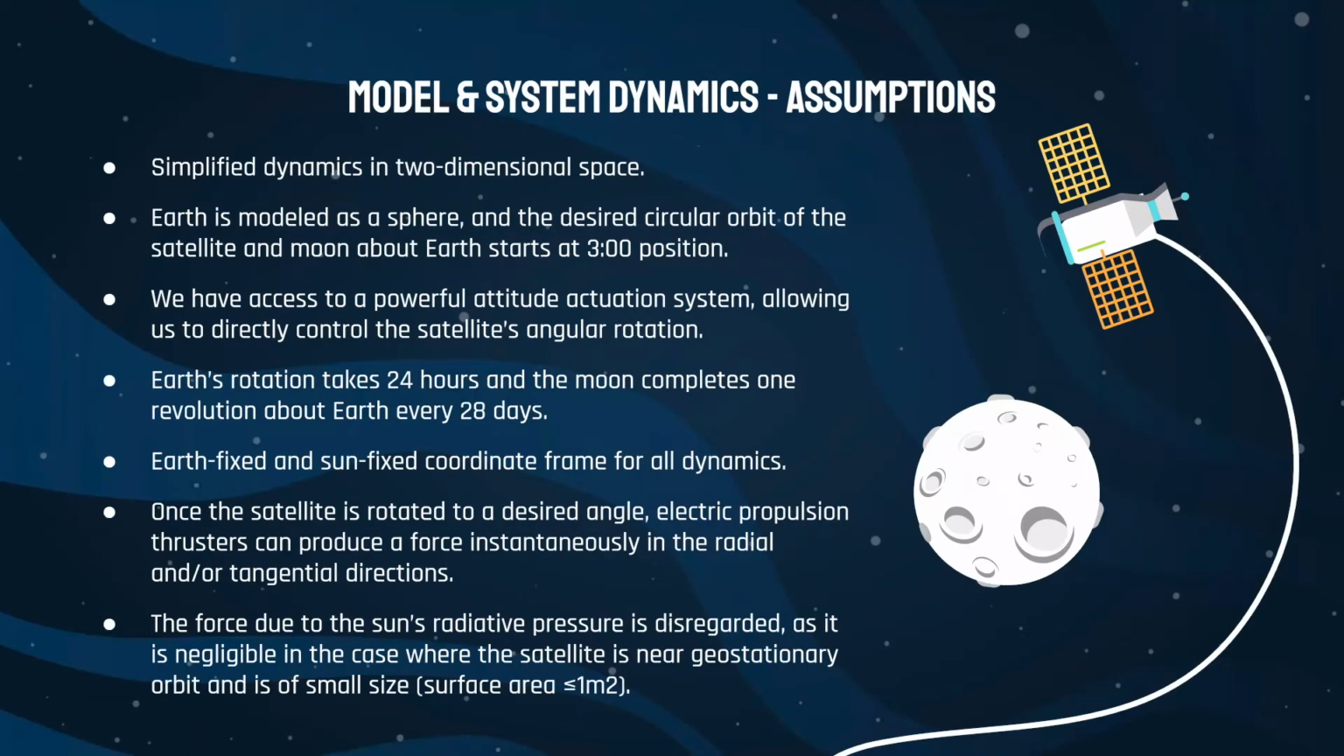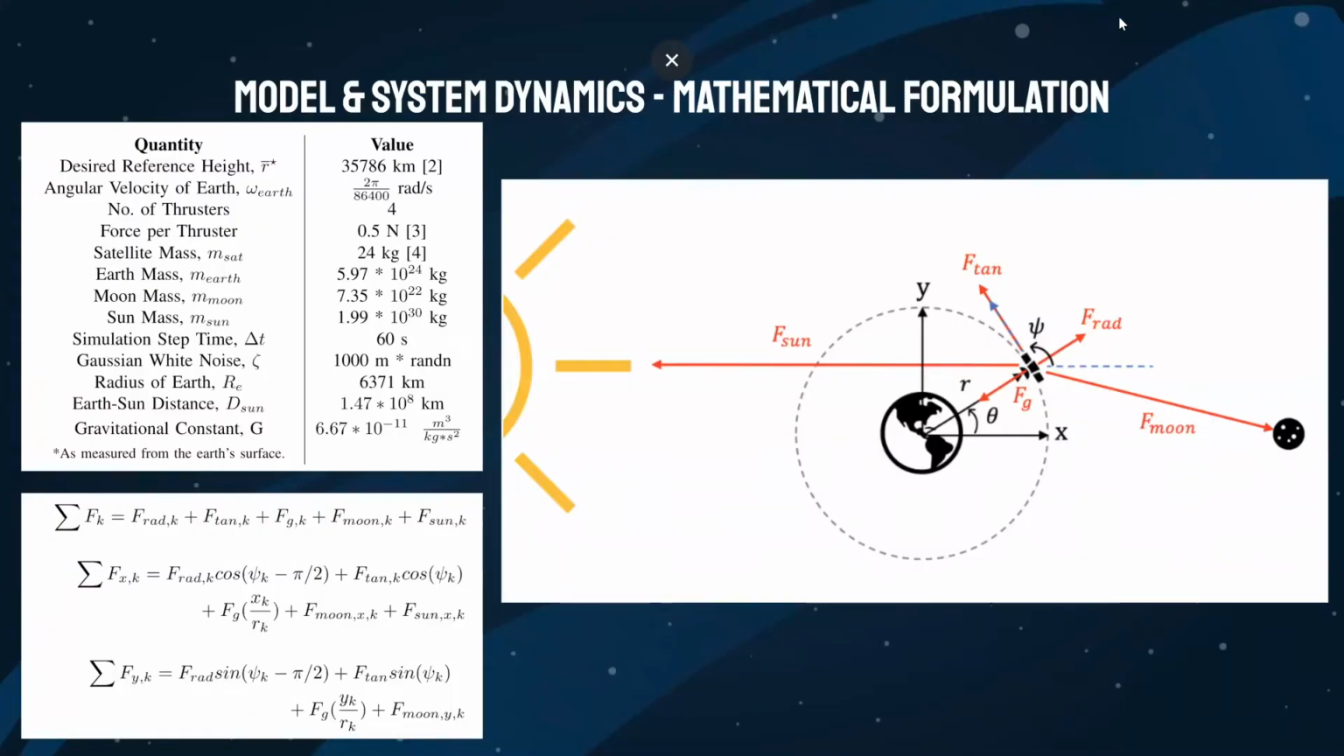Highlight some of the assumptions that we did make, because we did make quite a few. We simplified the dynamics in a two-dimensional space. We modeled the Earth as a sphere and had circular orbits for both the satellite and the moon that started at the 3 o'clock position. And we used a powerful attitude actuation system that allowed us to control the orientation of the satellite relative to its own axis.